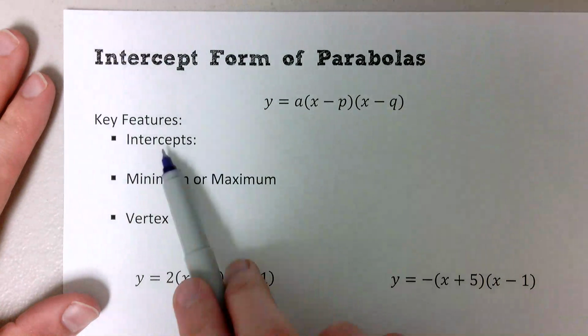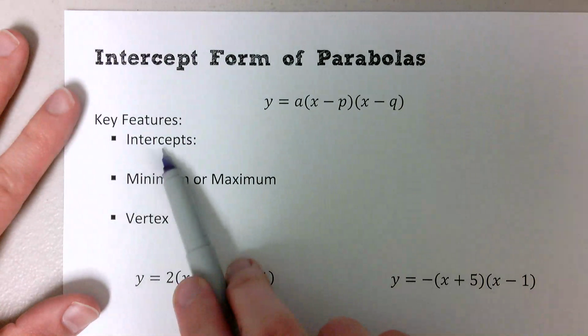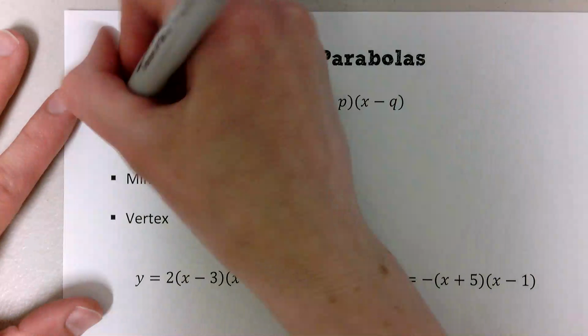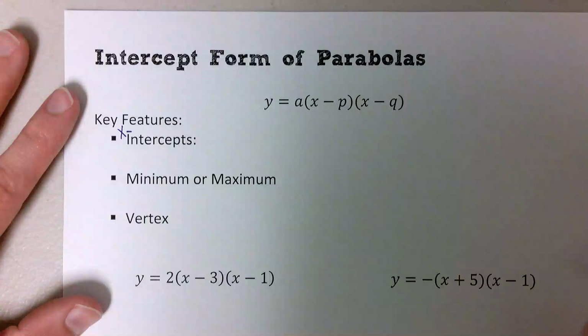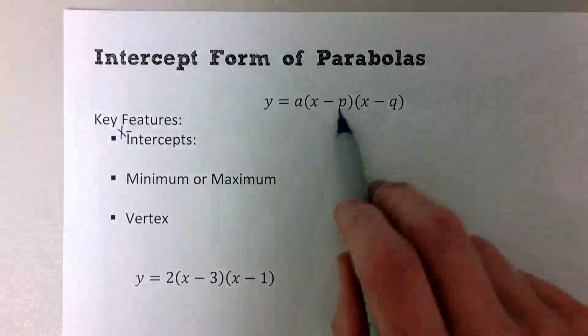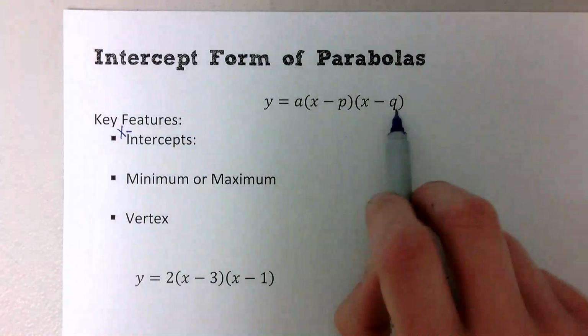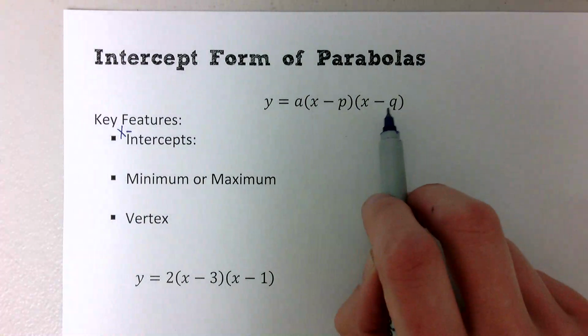We call it intercept form because it gives you your x-intercepts. Specifically, it gives you the x-intercepts. And finding those is really easy. It's just at whatever P and Q are, whatever these two numbers are.